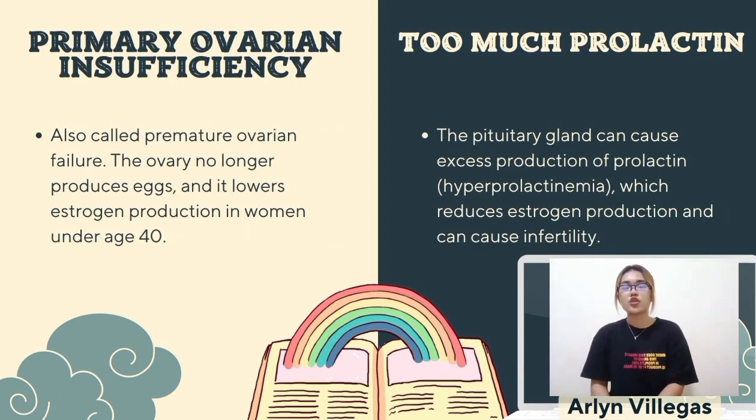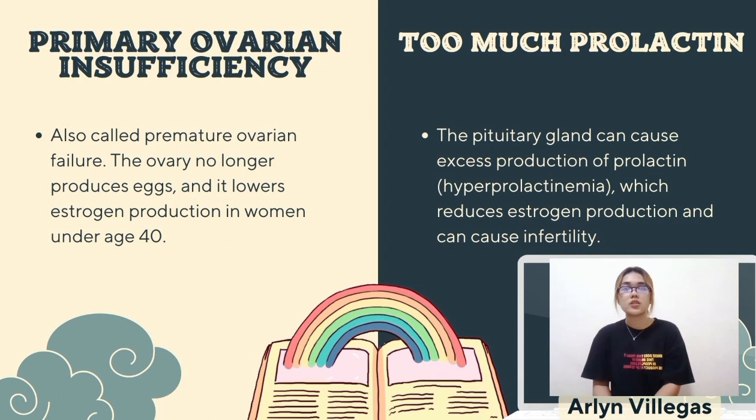Primary ovarian insufficiency, also called premature ovarian failure. The ovary no longer produces eggs and it lowers estrogen production in women under age 40. So this is usually caused by an autoimmune response or by premature loss of eggs from your ovary, possibly as a result of genetics or chemotherapy.